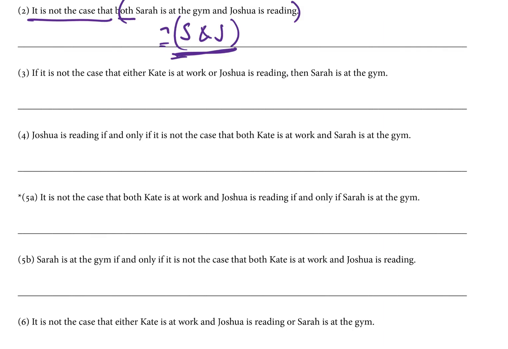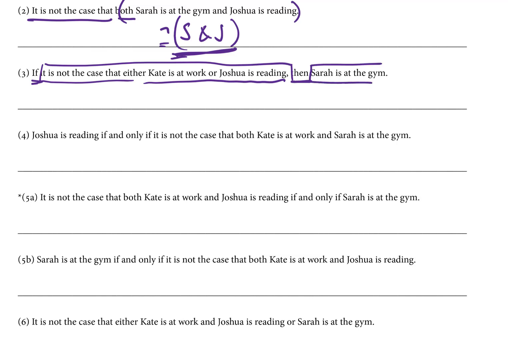Number 3, if it is not the case that either Kate is at work or Joshua is reading, then Sarah is at the gym. Okay, so our sentence here is a conditional. It starts with an if. We have our then right here. So this part is the antecedent, and then Sarah's at the gym is the consequent. So we know we're going to finish with arrow S.